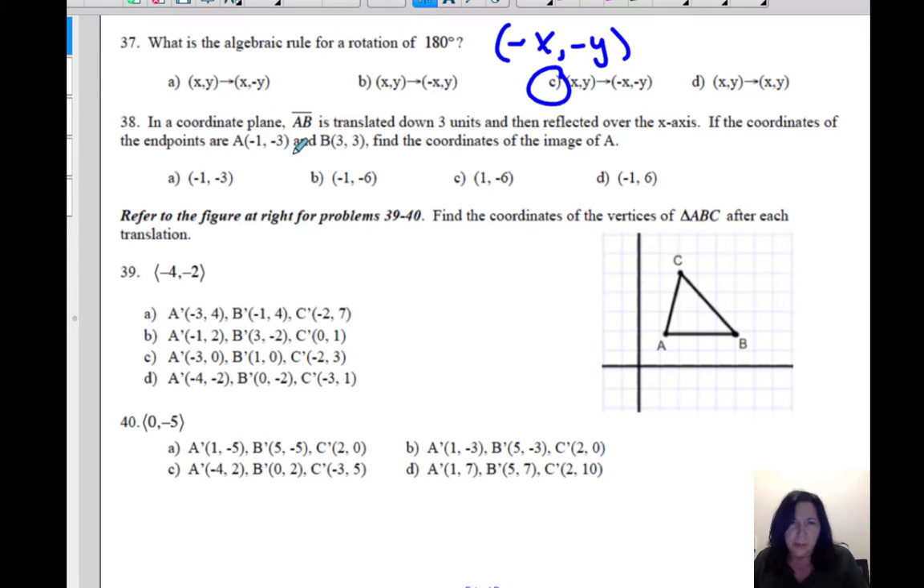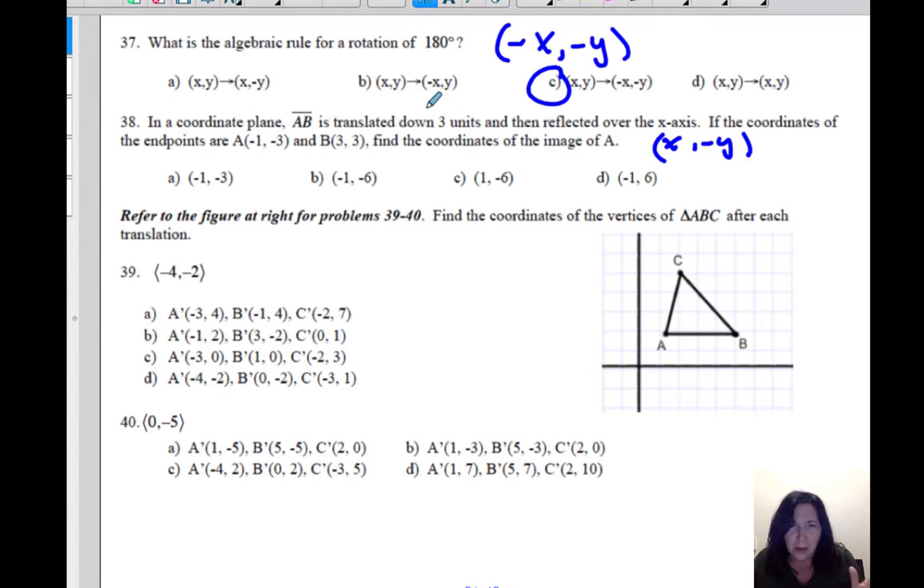Okay, in a coordinate plane, AB is translated down 3 and then reflected over the x-axis. Now, you guys, reflecting over the x-axis is x, negative y. That's reflecting over the x-axis. So if I had like 3, positive 4 and I reflected over the x-axis, I would get 3, negative 4. So that's what I'm thinking in my head. But it's translated down and then reflected over the x-axis. So what are the coordinates?